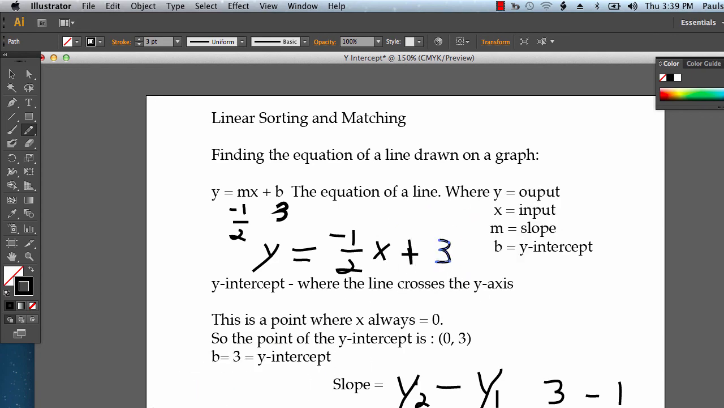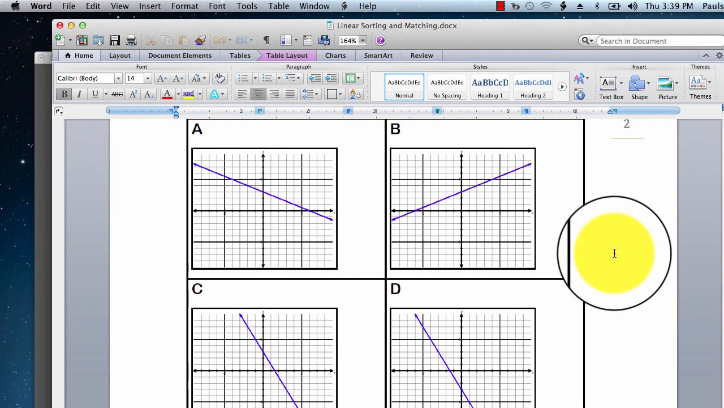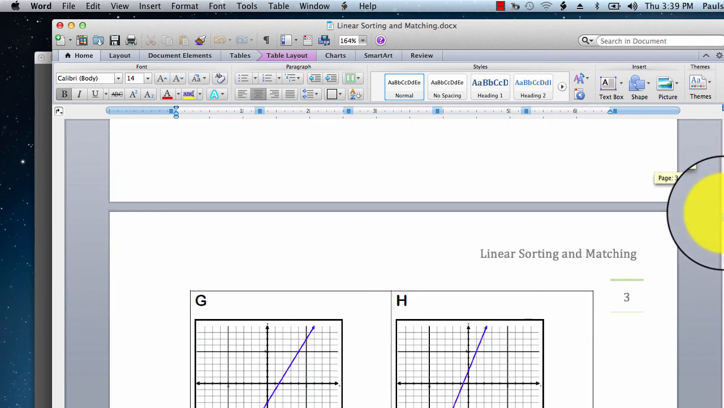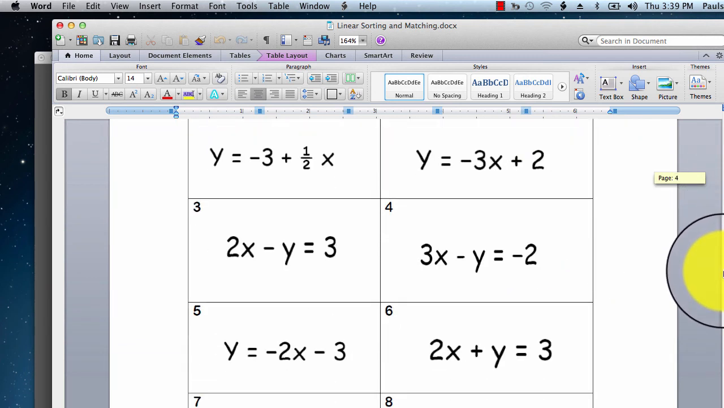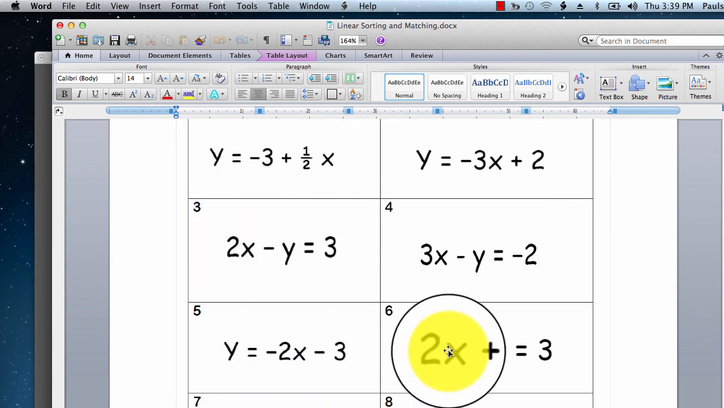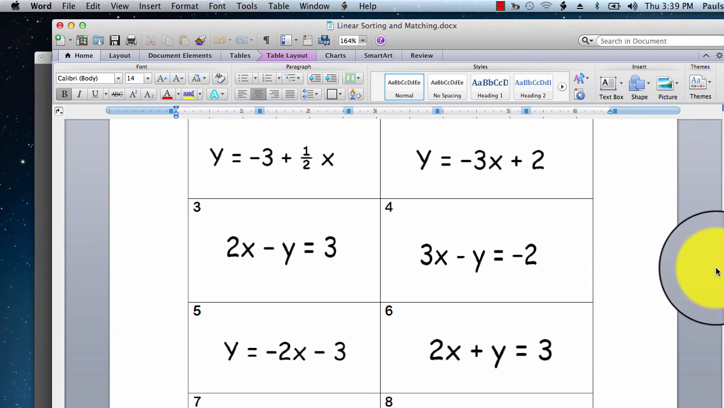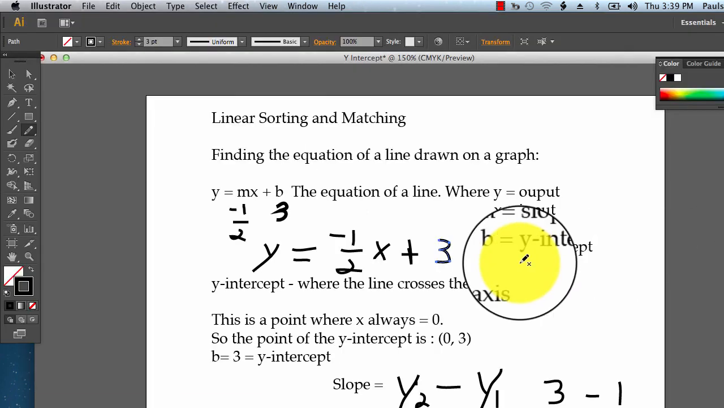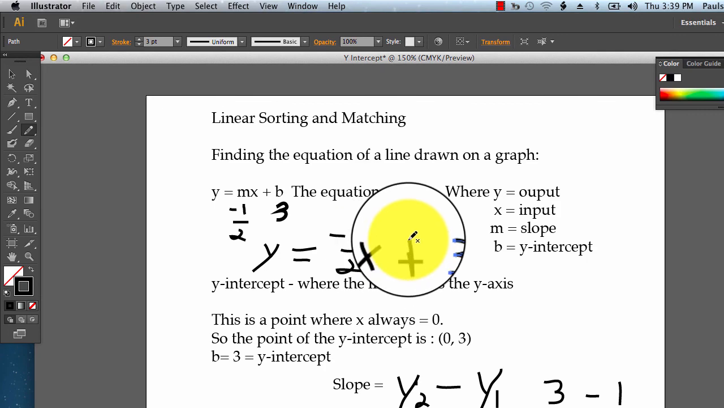Now the problem here is, and I have to do another video to show you what we're dealing with, that our choices for equations don't always start with y. Some of them have 2x minus y, 3x minus y equal negative 2. So I have to show you in the next video how we begin to look for our equation when our equation is negative 1/2 x plus 3.